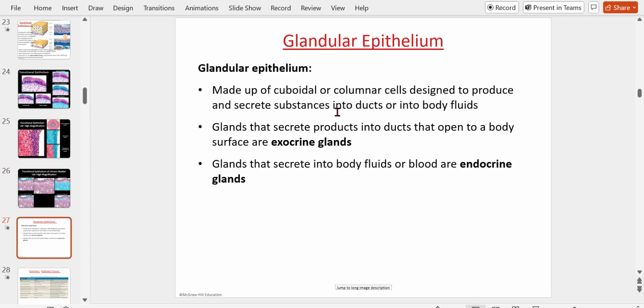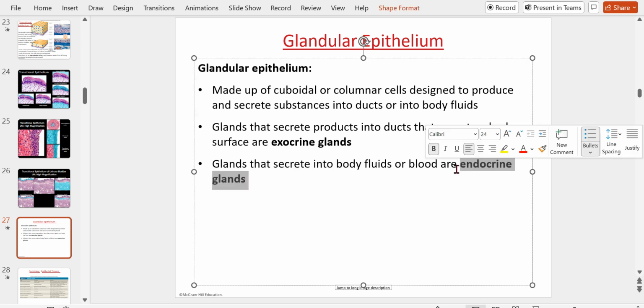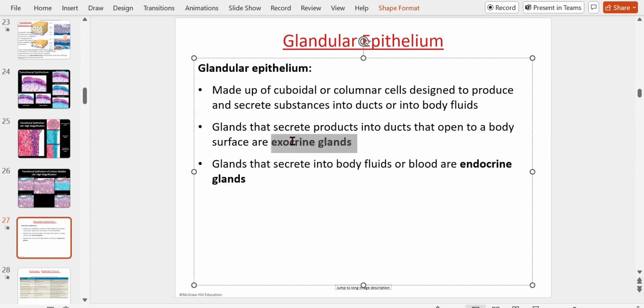Glandular epithelium, made up of cuboidal or columnar cells designed to protect and secrete substances into ducts or to body fluids. Glands that secrete products into ducts that open to a body surface are what we call exocrine glands. Glands that do not have a duct and release their chemical right into the bloodstream are called endocrine glands. Exocrine have a duct, endocrine no duct.